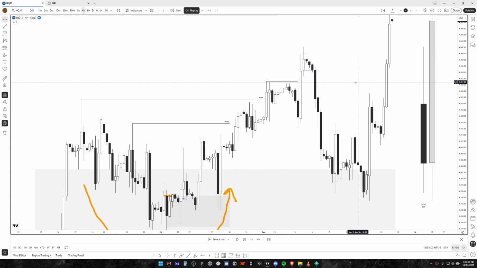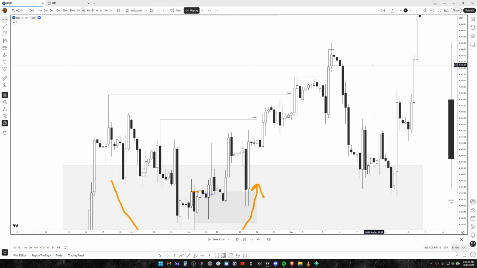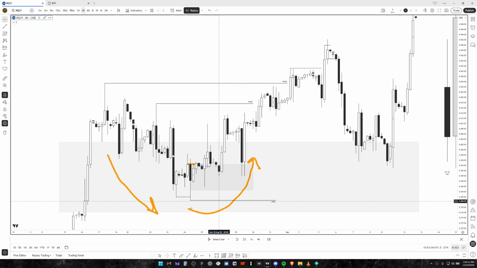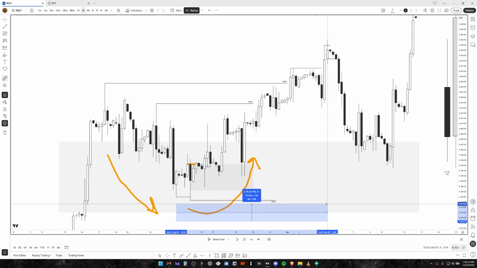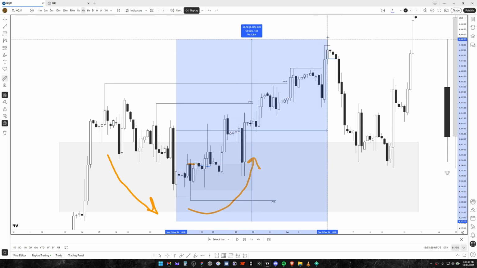All these candles, what you're seeing, is like 2 weeks. Here, look, I'll show you how long. This is from this low. From this low all the way to this high, this is exactly 2 weeks.